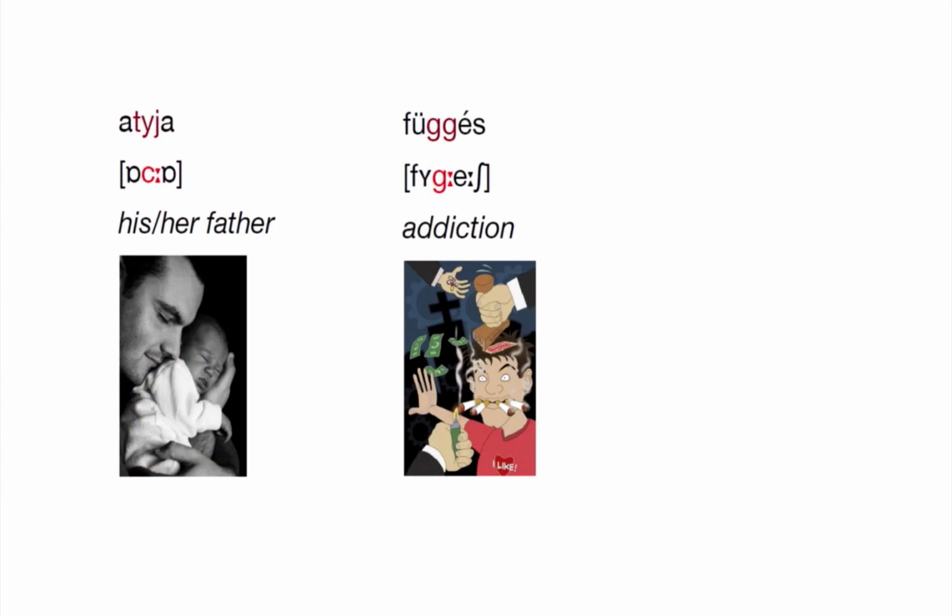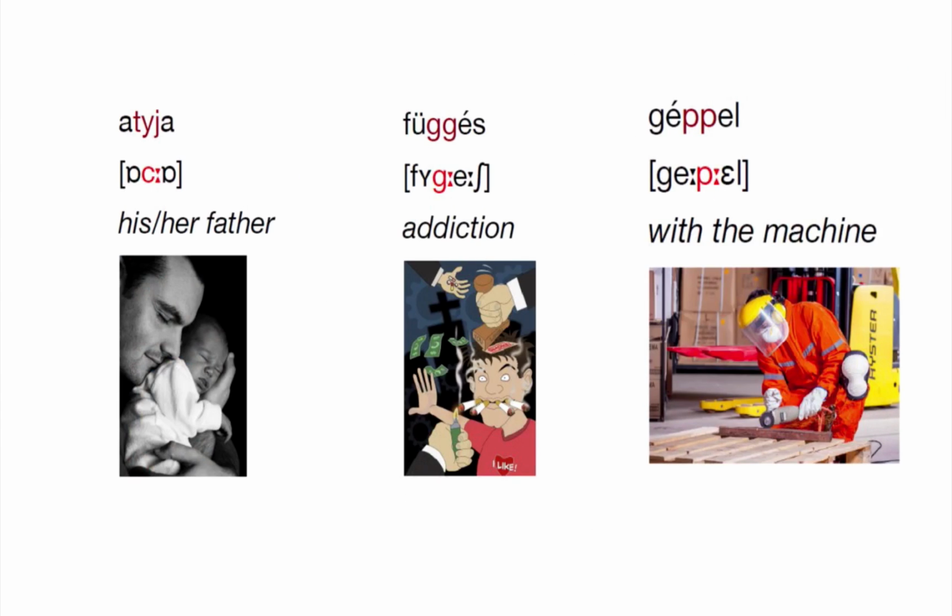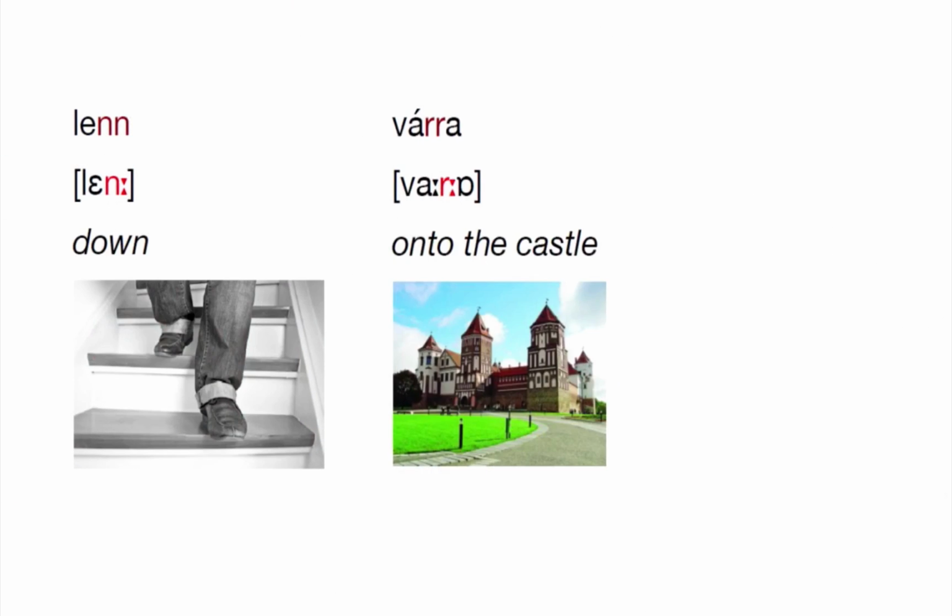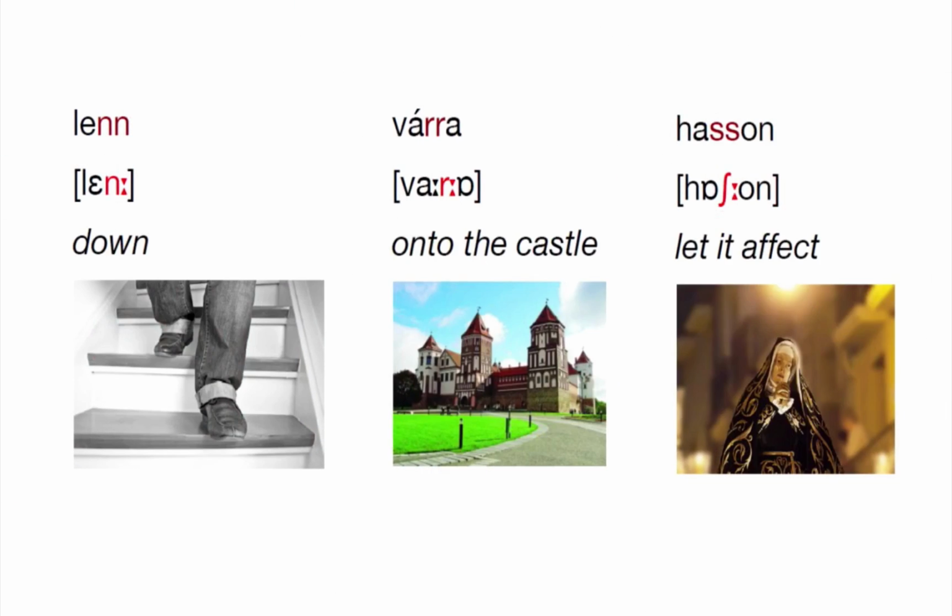For many consonants, that means there's going to be a silent moment in the middle of the word. Átja, függés, géppel. And for some others, it means you're going to be sitting there, humming or trilling or whatevering for a moment. As in len, várra, hasson. Learning to accurately hear and pronounce when Hungarian consonants are single and short or doubled and long, that is a huge part of good Hungarian pronunciation.